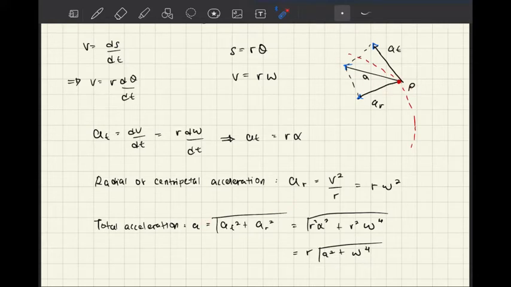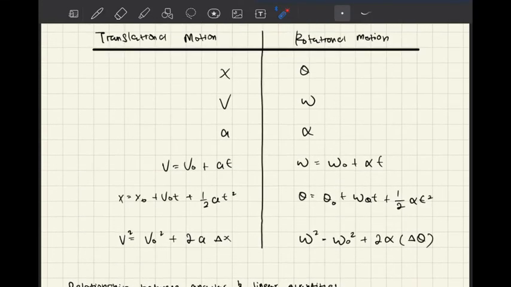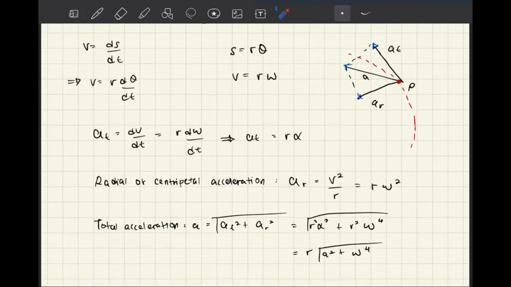the basic math. You just use this equation: a equals the square root of the acceleration on the tangent squared plus the centripetal acceleration squared. After that, this is the final form of the equation. You have to factor out the r here, and what's left will be the square root of alpha squared plus omega to the power of 4, right? Okay, I hope that you guys understand what I'm trying to teach on this topic.